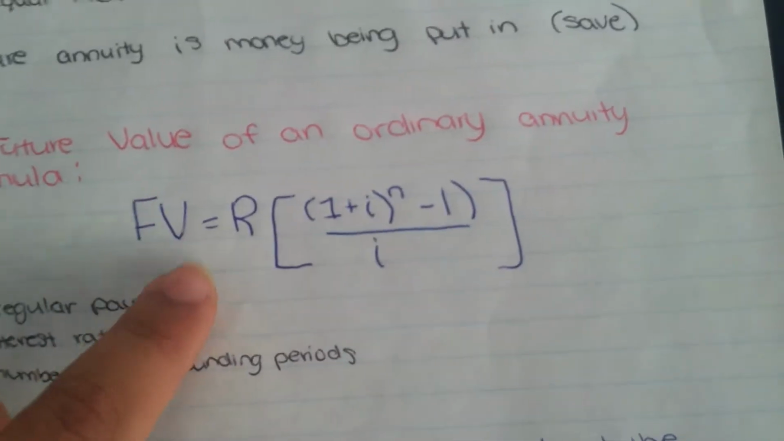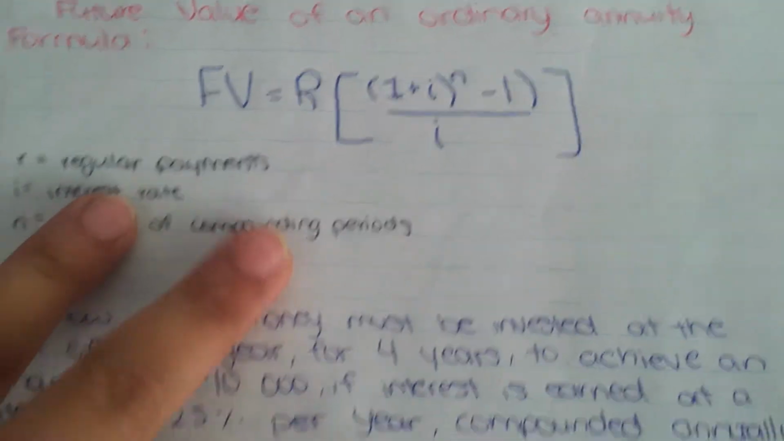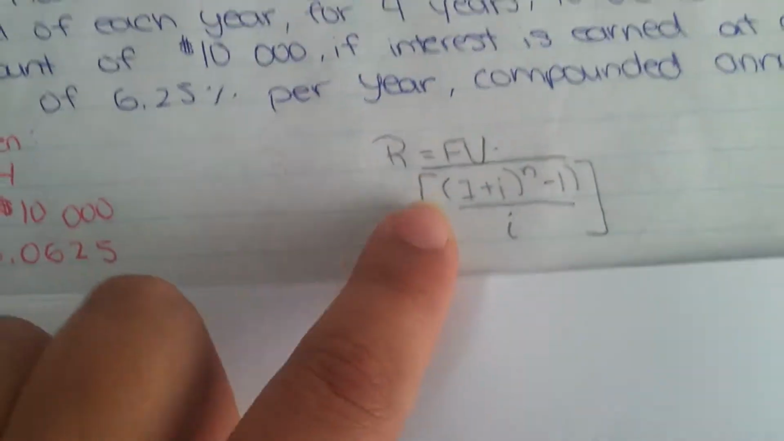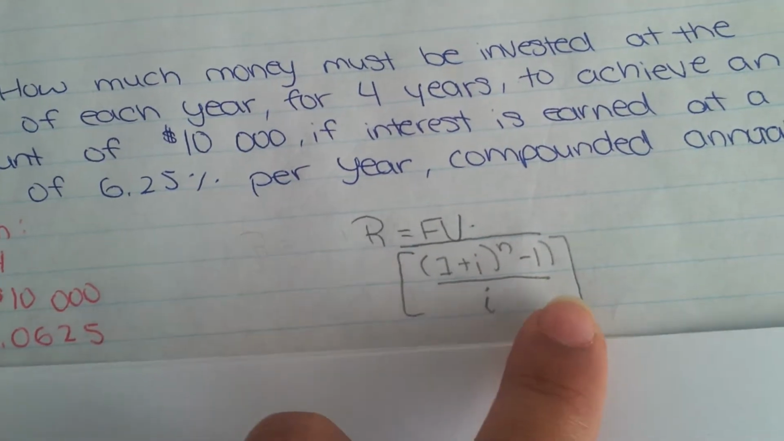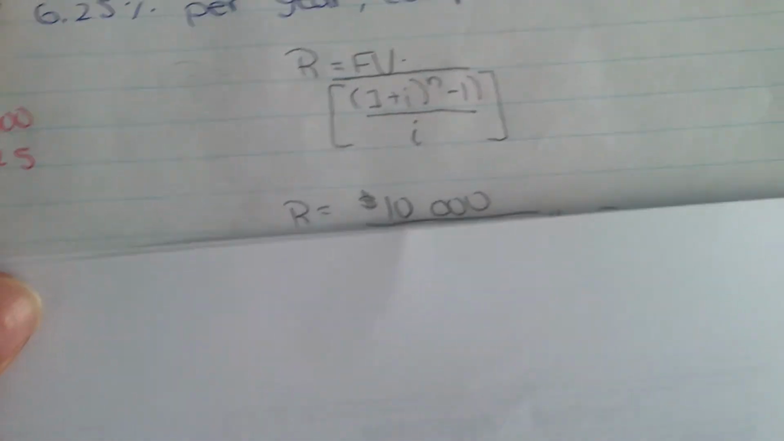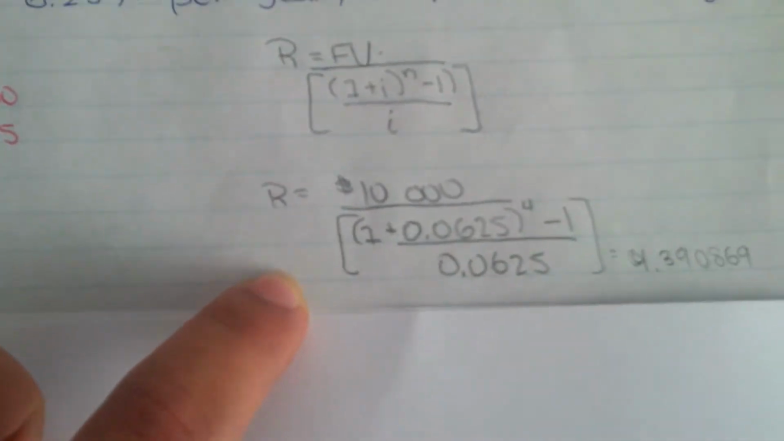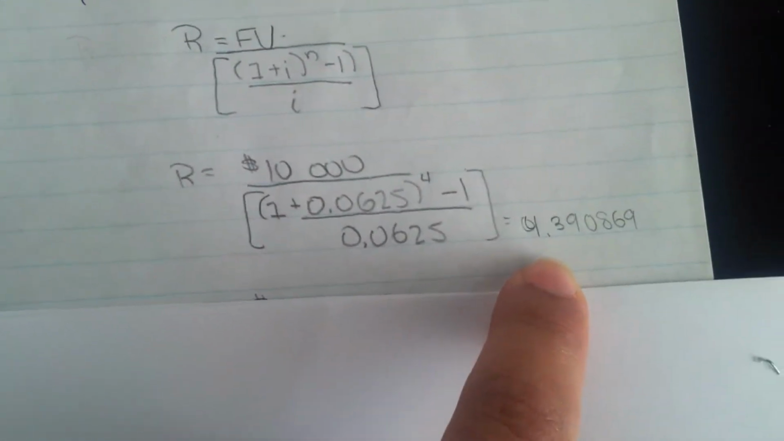Since our equation up here is for FV, we need to rearrange it to make R equal to the rest of the equation. So the equation is now R equals FV over (1 plus I) to the exponent of n, minus 1, over I. We plug the given information into this equation, and we end up with this. What I like to do with an equation like this is solve the bottom first.